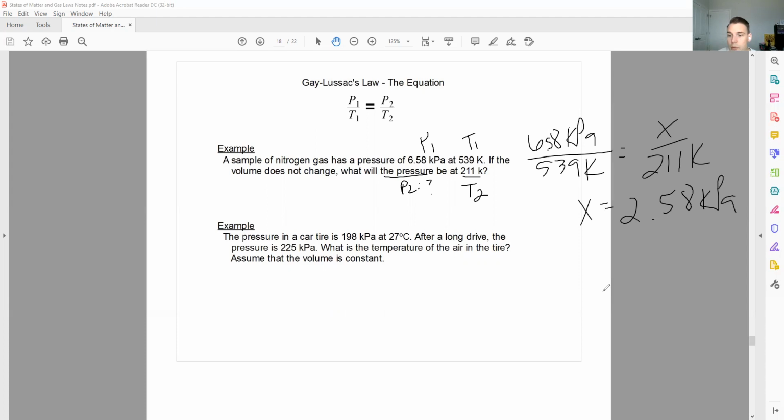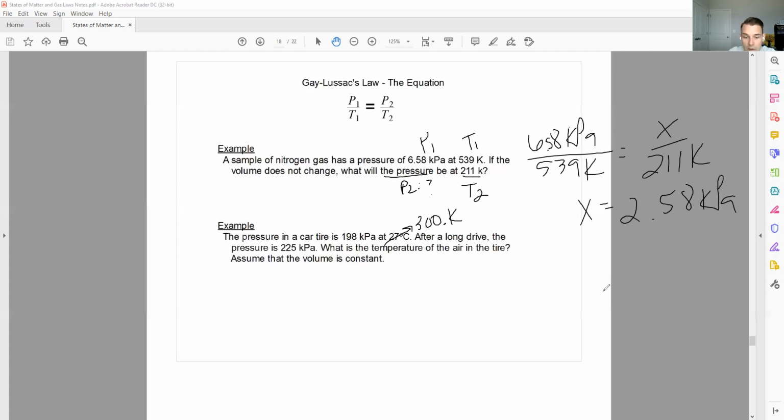2.58 kilopascals will be your final answer, which makes sense. I'm decreasing my temperature, so I'm going to be decreasing my pressure. And then finally, example 2 says the pressure in a car tire is 198 kilopascals at 27 degrees Celsius. I'm going to change that to 300. I'm going to put a decimal there just so that I can have 3 sig figs. After a long drive, the pressure is 225 kilopascals. What's the temperature of the air in the tire? Assume that the volume is constant.